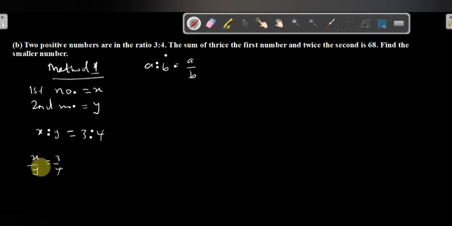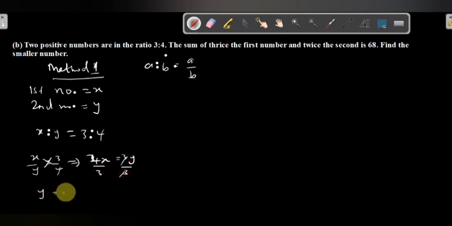Then just cross multiply and make one of them the subject of the formula. I'm going to have 4x is equal to 3y. So from here I can make either y or x the subject of the formula. So I'll make y the subject of the formula. Then y is equal to 4x all over 3. So that answers the first part.